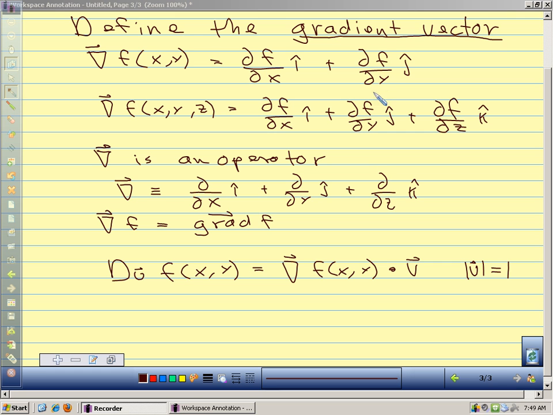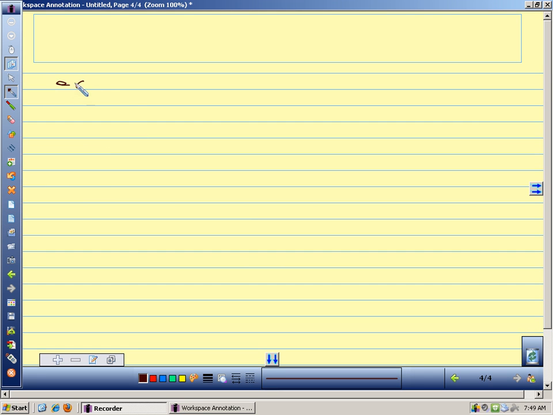So let's use the gradient. Let's calculate some directional derivatives. Let's look at a few examples. Any questions before we go on? All right, here are our examples.